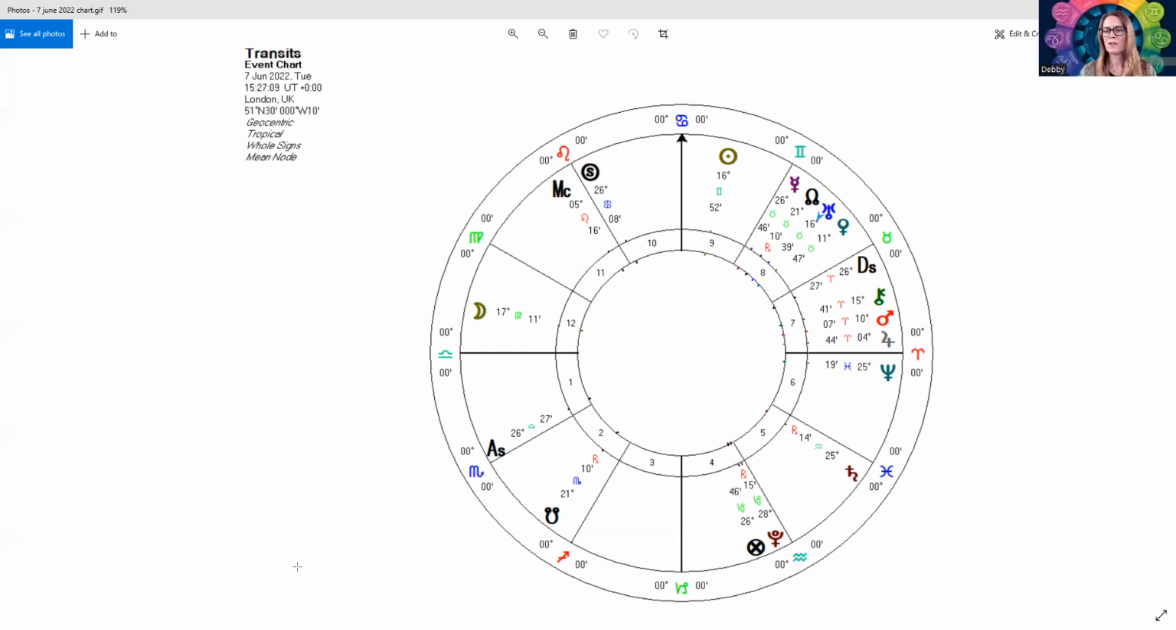So let's have a look. When we're talking about the dignities of planets, Mars is in Aries, which Mars rules. So Mars is strongly dignified. Mars is in his own temple of Aries. So that's a sign that Mars is very strong. Also, Venus is in the sign that she rules, her own temple of Taurus. So Venus is very strong at the moment.